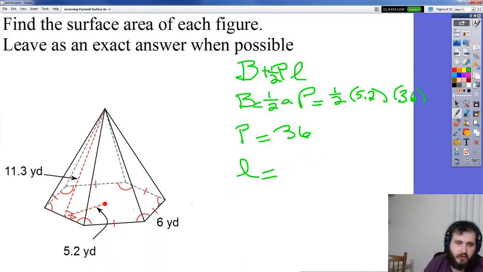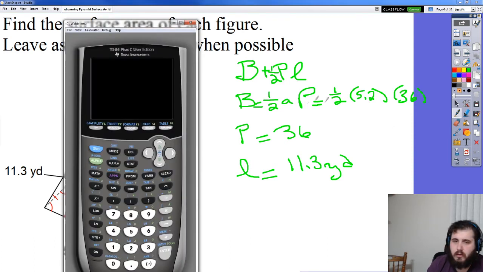And then we're going to find the slant height, which again, there's an arrow pointing to it right here. Slant height is this guy, 11.3 yards. So let's do our B plus 1/2 PL. So our base area, if it'll turn on, that'll be great.